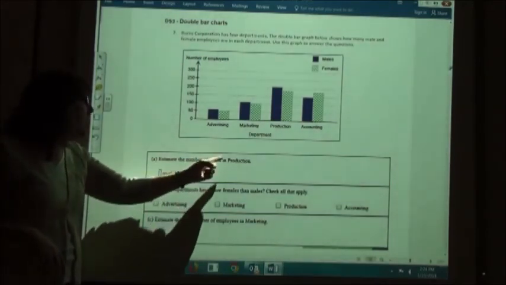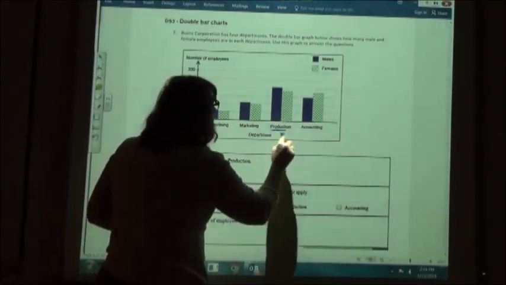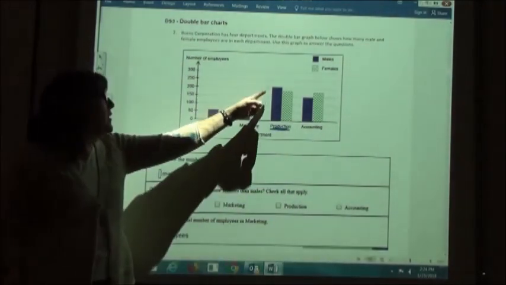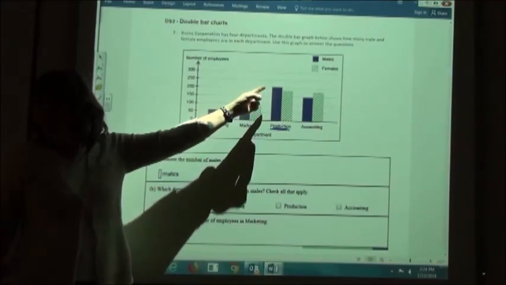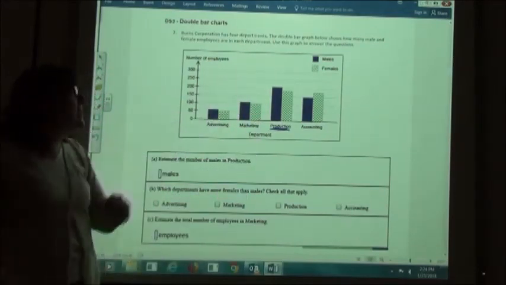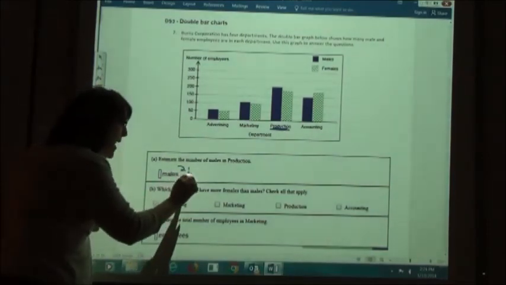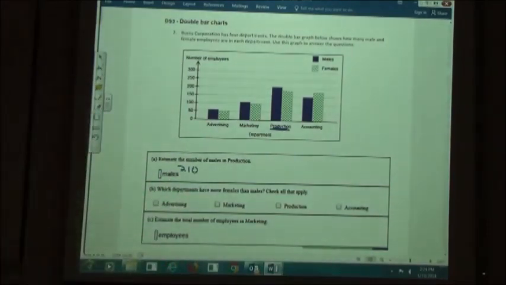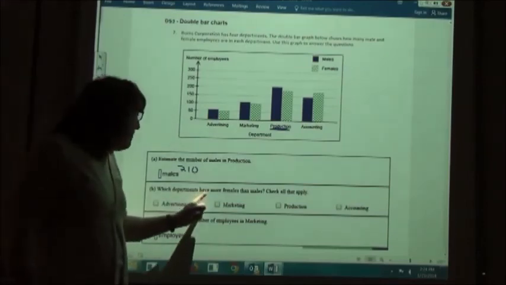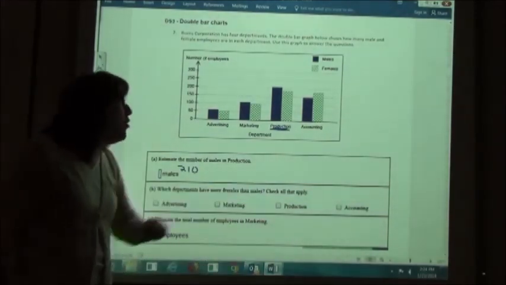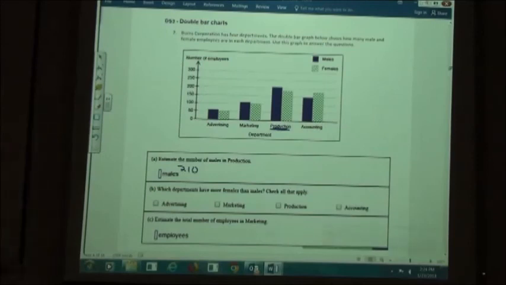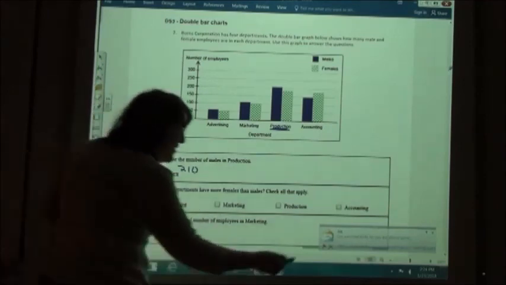Estimate the number of males in production. Over here's production. It's slightly higher than 200, right? So we're just going to get somewhere close. What do you think that looks like? 210, okay? If you put 205 or 208, it's going to still count it right as long as you're close. You're estimating. Which department has more females than males? Check all that apply. Which one has more females? There's only one. Accounting in this case.